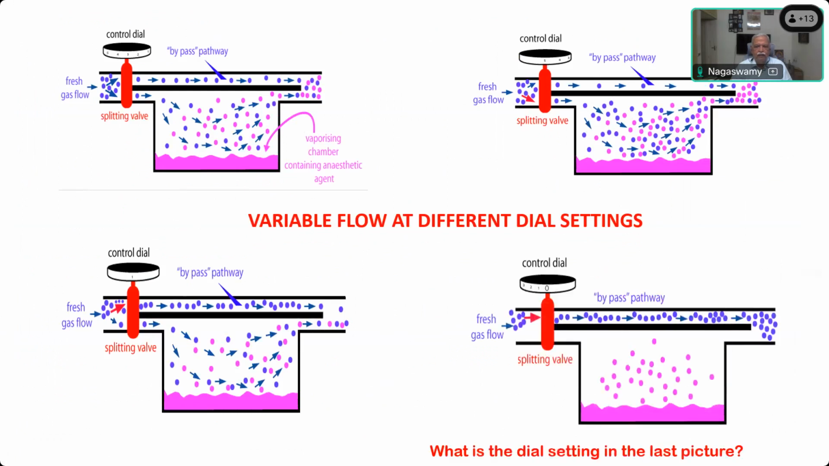So what is the dial setting in this last picture? Zero. So none of the gas is going into the vaporizer chamber. You have not operated the vaporizer at all. The dial is set at 0, so all the fresh gas flow is bypassing the vaporizing chamber and going directly to the outlet.